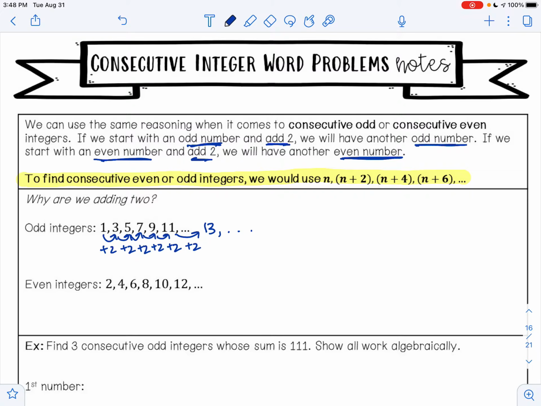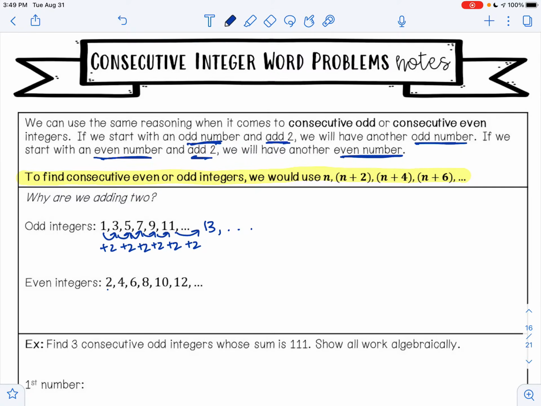Let's look at even integers. Here my even integers are 2, 4, 6, 8, 10, 12, and so on. Let's see how I get there. How do you go from 2 to 4? Add 2. From 4 to 6, add 2. From 6 to 8, add 2. From 8 to 10, add 2. And from 10 to 12, you're also going to add 2. If I wanted the next even number, I would add 2. 12 plus 2 is 14. And I could keep going.